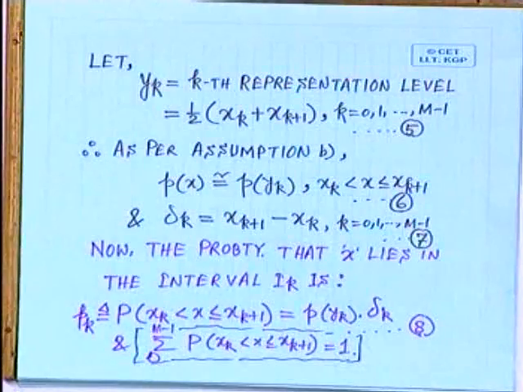Let's go forward. Now, I write y_k. y_k is the kth representation level. That means the quantized output value.